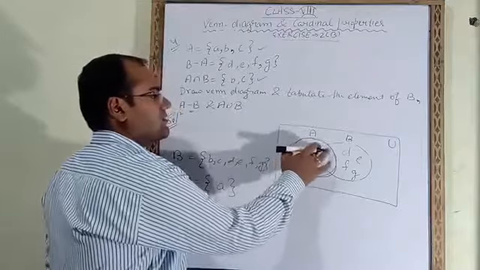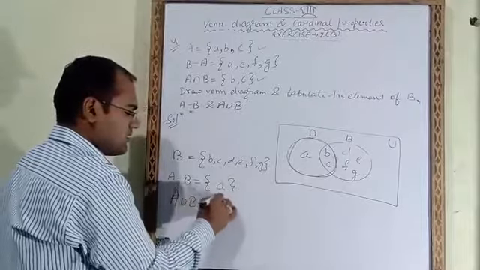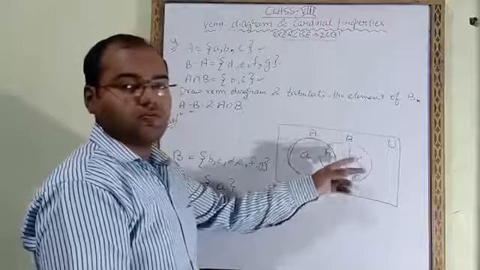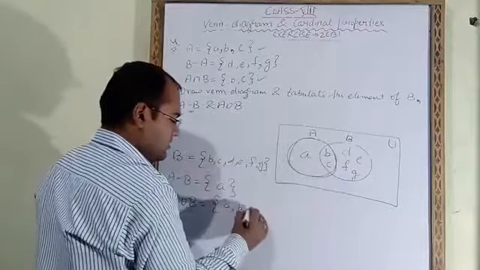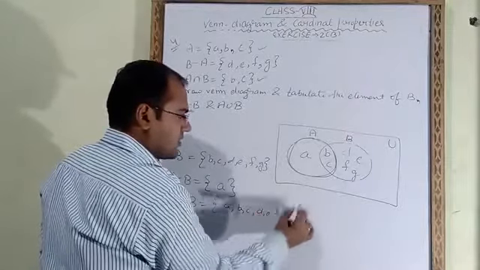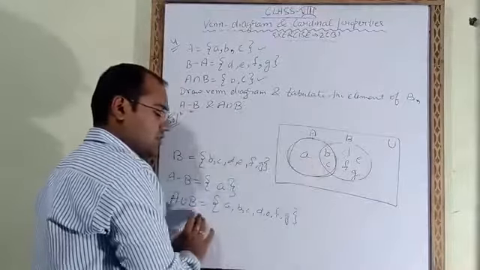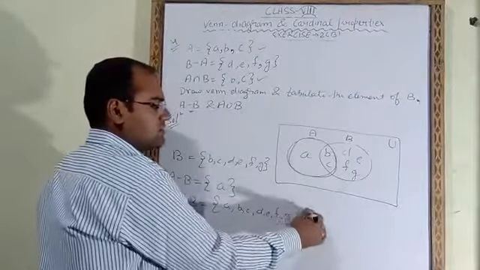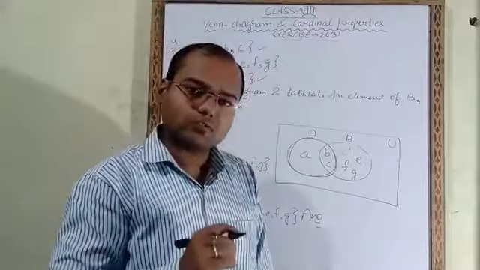Next part is A union B. A union B means all the elements of A and of B. So A, B, C, D, E, F, G. This whole figure, the A circle and the B circle, all will come in the union. So the answer of A union B is A, B, C, D, E, F, G. So this is the answer of this question number 4. Like this you have to do question number 5 also.